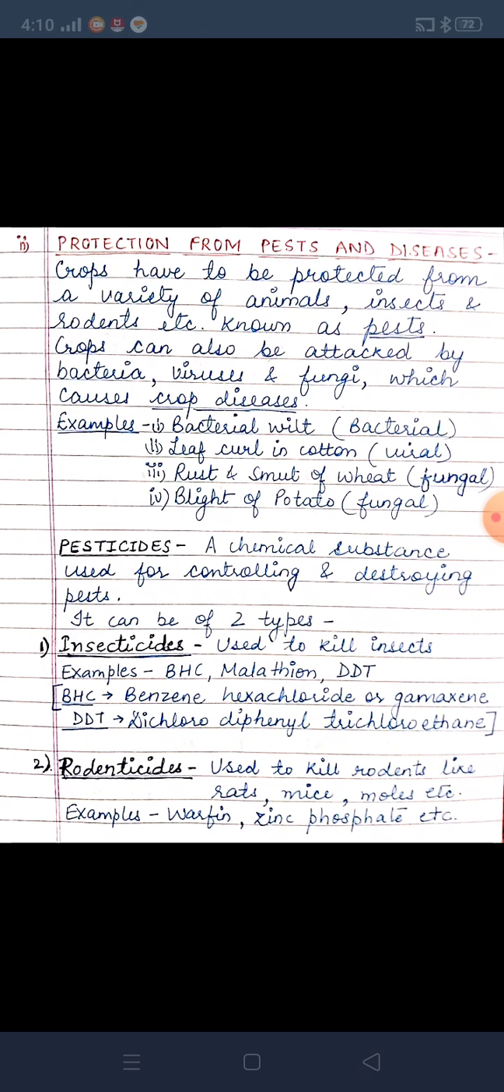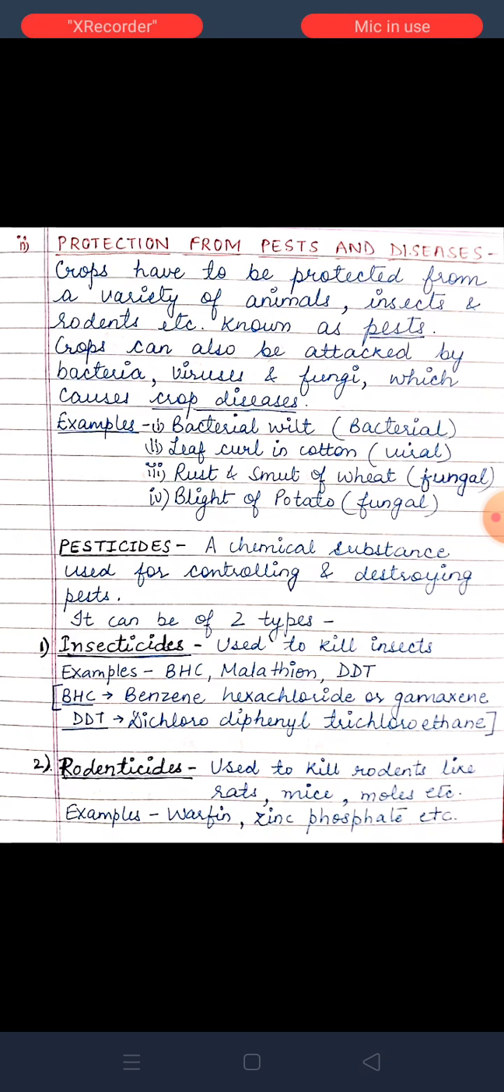So now coming to the next part, that is pesticides. Pesticides are chemical substances which help in controlling, or you can say destroying, the pests. They can be of two types: insecticides and rodenticides. Insecticides are used to kill a certain type of insects. For example, BHC, malathion and DDT.